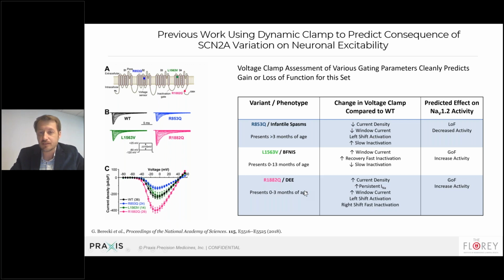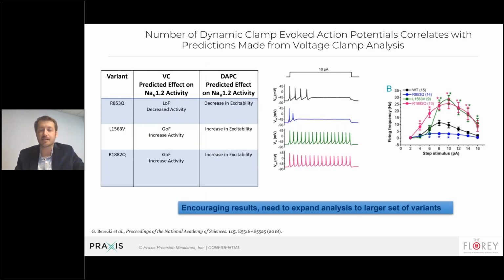Then they took these observations into the dynamic clamp, and confirmed using dynamic clamp recordings that the RQ variant, shown here in blue, generated fewer action potentials compared to the wild type. This is again using a 10 picoampere depolarization. You can see the wild type for the stimulus is 4 APs, the RQ has 2. In contrast, the green and the red are the gain of function predicted from the voltage clamp recordings, and in fact here with the dynamic clamp, there's also a prediction of gain of function.